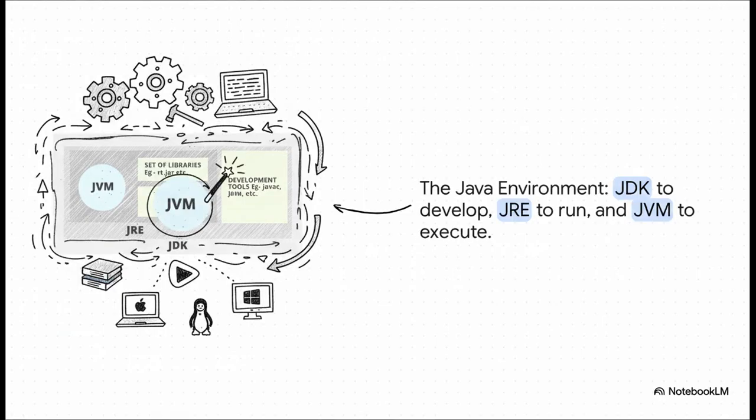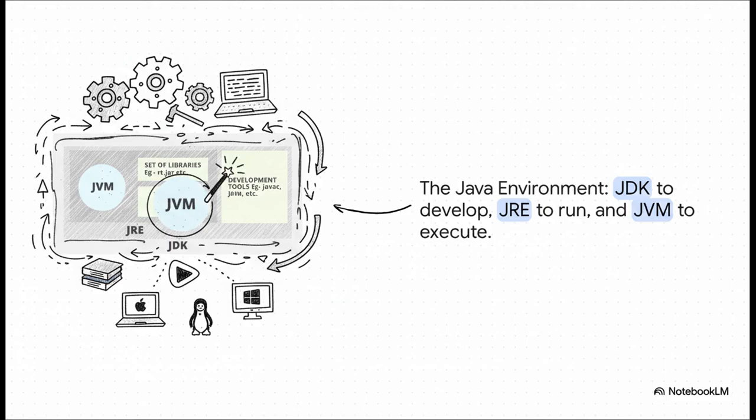The secret sauce behind that run anywhere promise is this 3-part environment. Think of it like a set of nested boxes. The biggest outer box is the JDK, the Java Development Kit. That has all the tools you need to build the program. The box inside that is the JRE, the Java Runtime Environment, which has all the stuff you need to run the program. And then, at the very, very center is the JVM, the Java Virtual Machine.